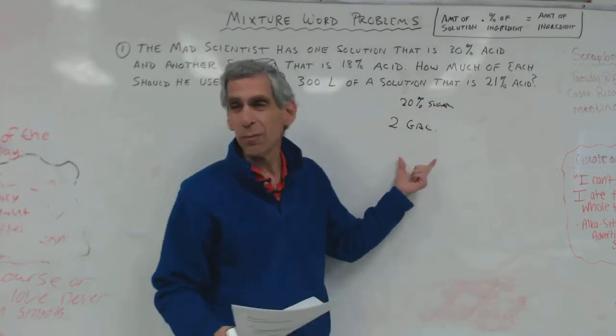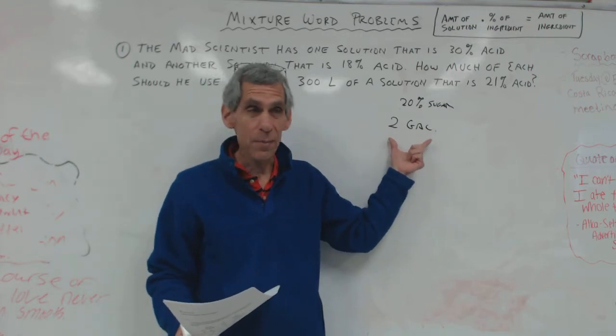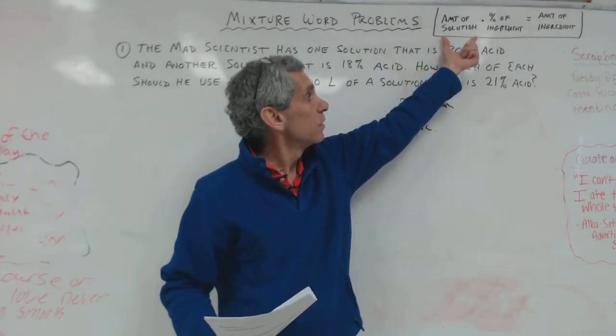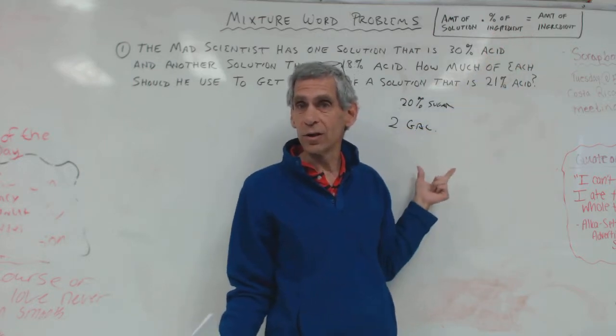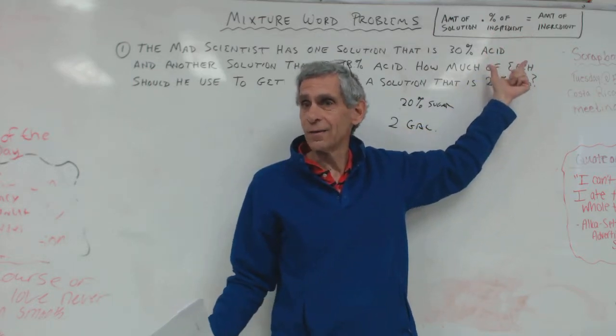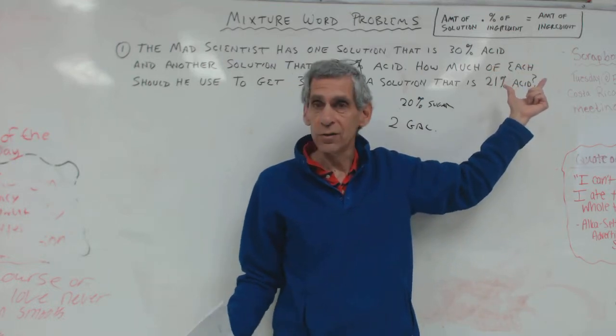Well, to find out how much sugar is in here, all I have to do is multiply the amount of my solution times the percent of my ingredient. In this case, it's sugar, right? Sometimes it's Tang, sometimes it's acid, sometimes it's cranberry juice, whatever.